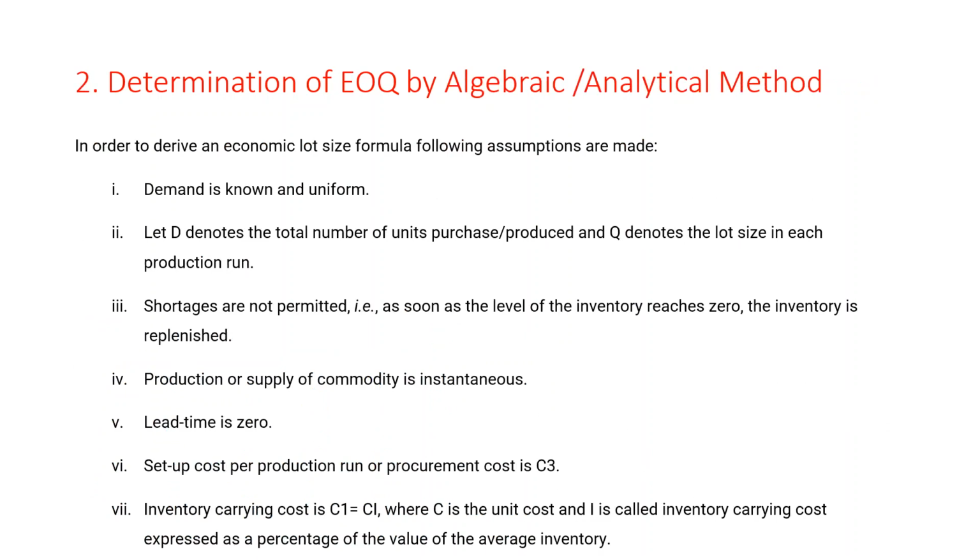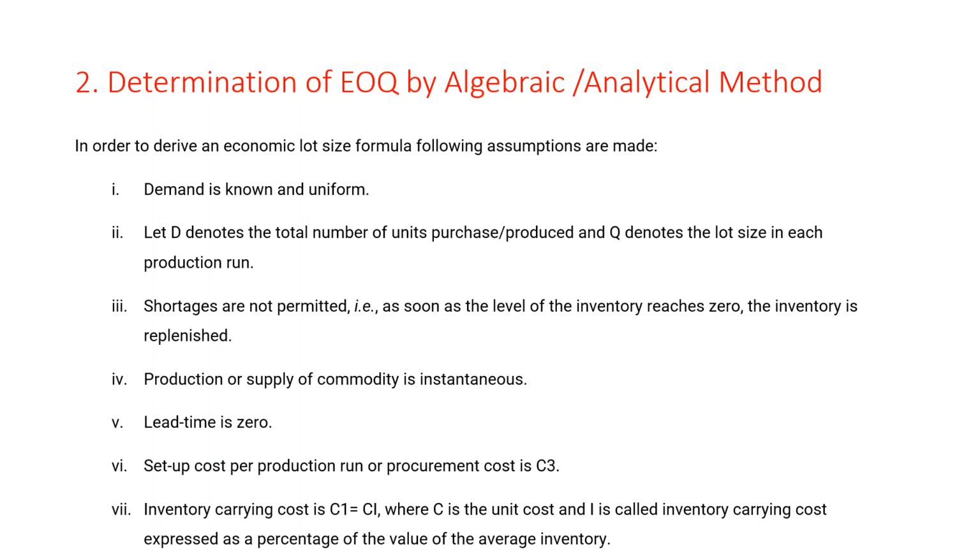Then the second method of economic order quantity is the algebraic or analytical method. So here, determination of the economic order quantity by the algebraic or analytical method. In order to derive an economic lot size formula, the following assumptions are made. So we have to create the lot size formula, and for creating the formula, some assumptions are made.